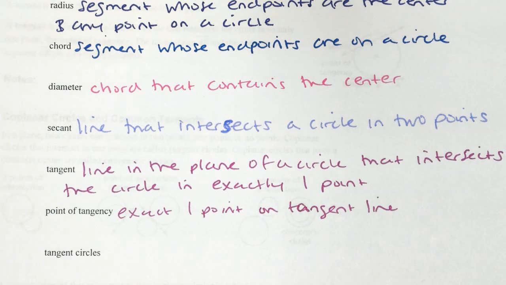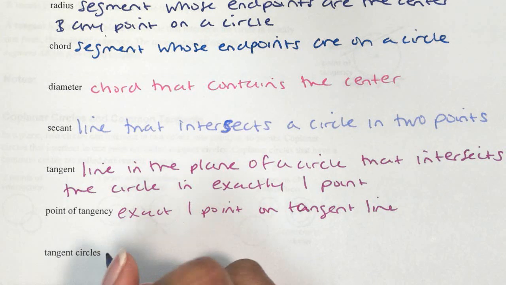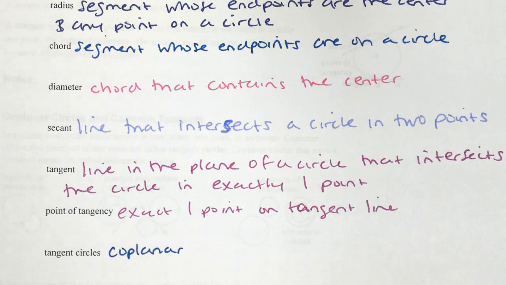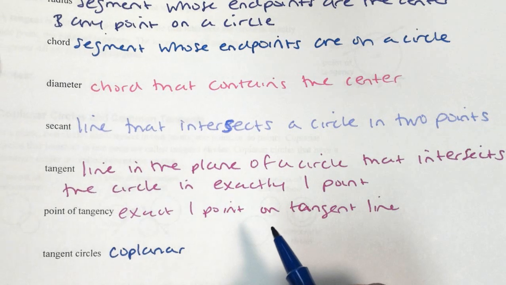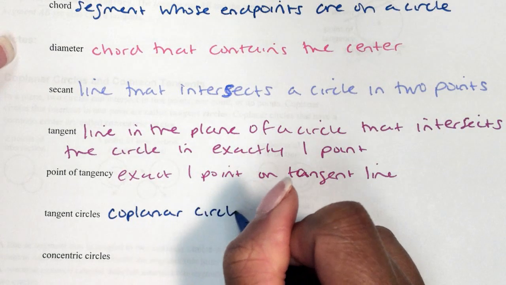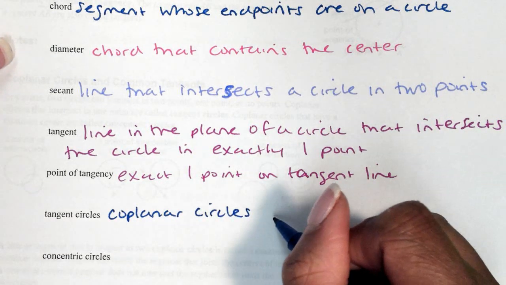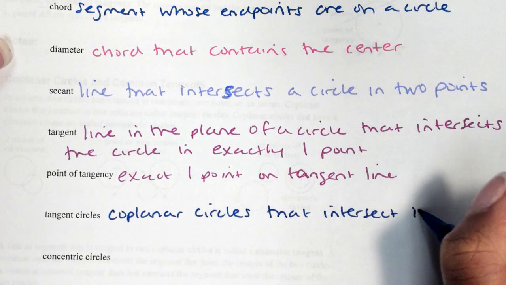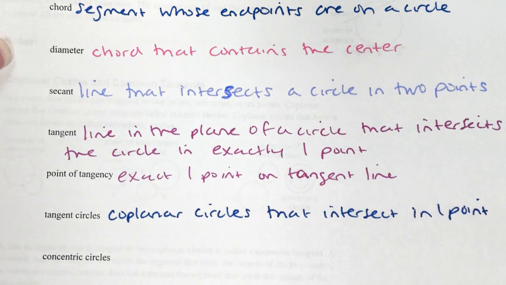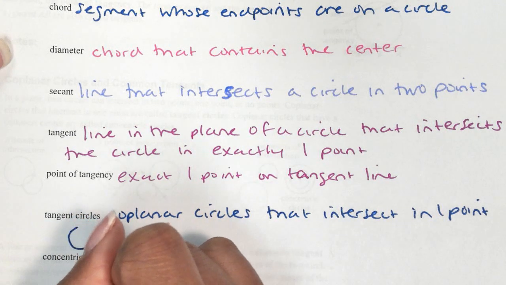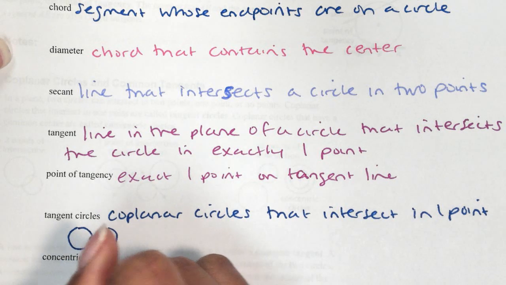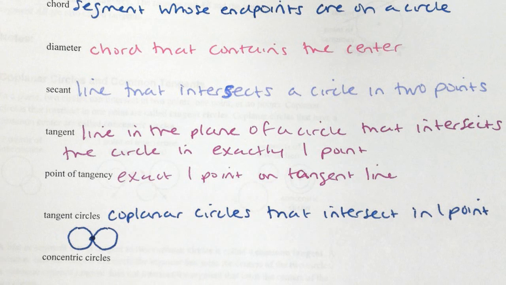Okay, so now let's talk about tangent circles. Tangent circles are coplanar circles. Coplanar meaning they're on the same plane, so they lay on the same plane. So tangent circles are coplanar circles that intersect in one point. So let's say I had two circles. They're on the same plane, and they intersect at one point. Those are tangent circles.